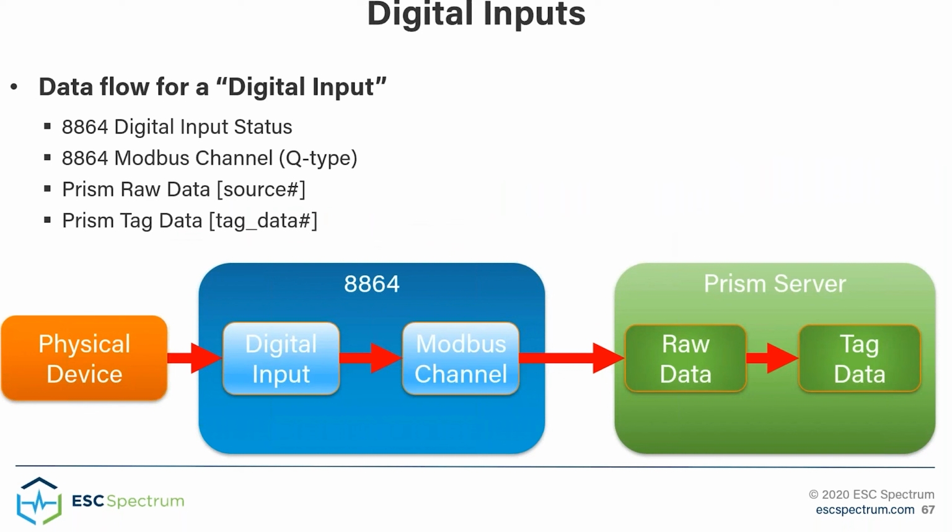All right, with digital inputs, if you're not familiar, you have some physical device and it writes to some physical card spot in the 8864, but it could also be pseudo digital inputs, just the same. And Prism actually, to get the status of those digital inputs, uses Modbus to pack all 16 bits of those digital inputs into a Modbus channel, and then it just reads that whole channel at once and unpacks those bits to get the digital statuses.